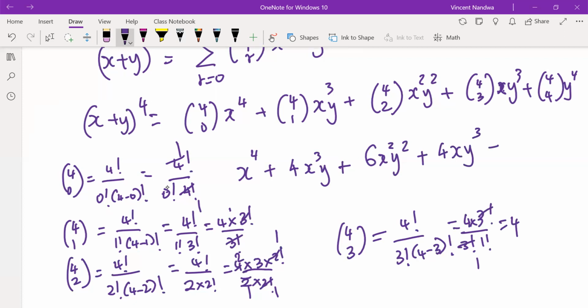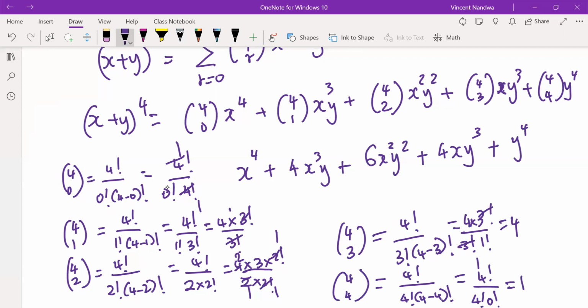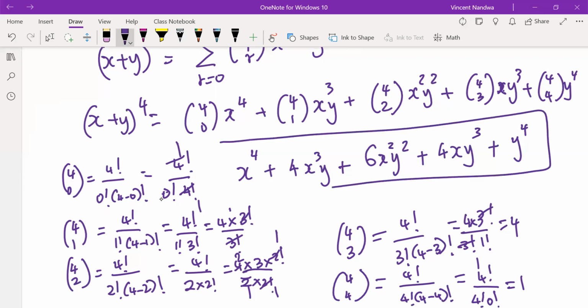And then 4 combination 4 means 4 factorial over 4 factorial times (4 minus 4) factorial. So you have 4 factorial over 0 factorial, which is 1. So just y power 4. So those will be the terms of that expansion. So this is the answer to (x plus y) power 4.